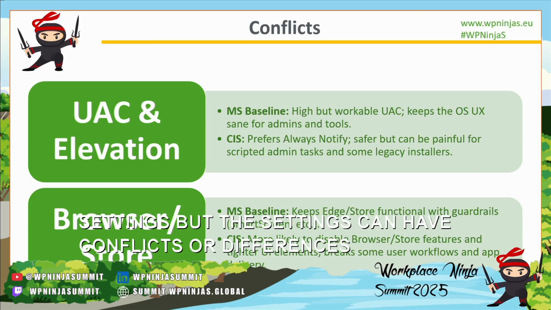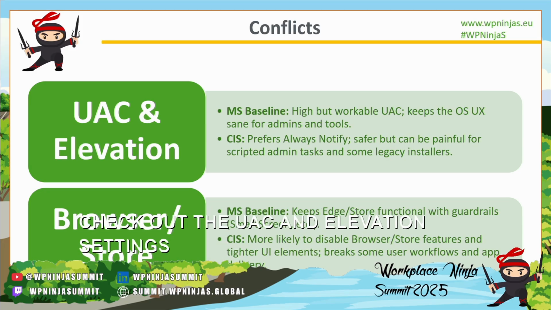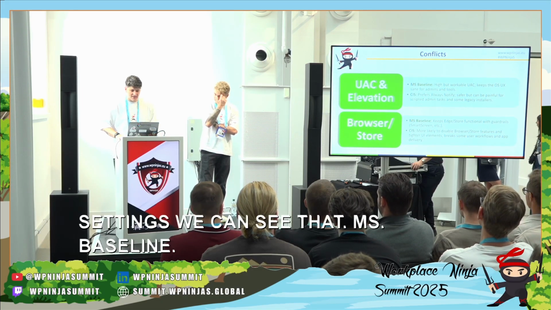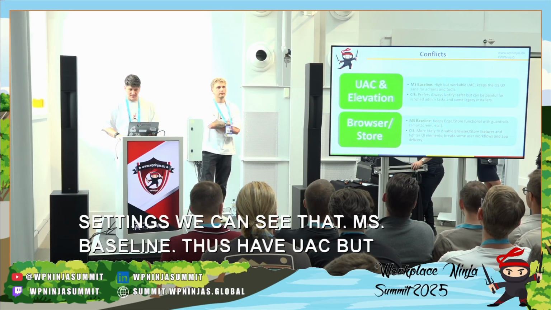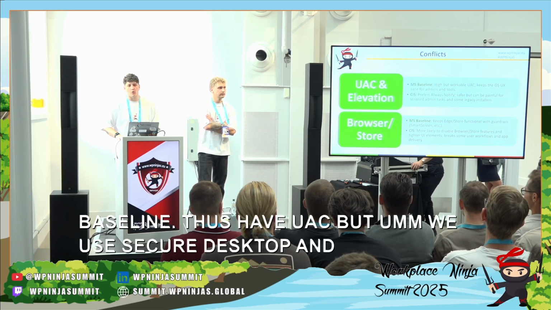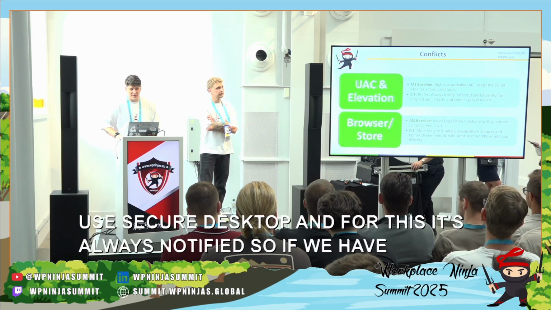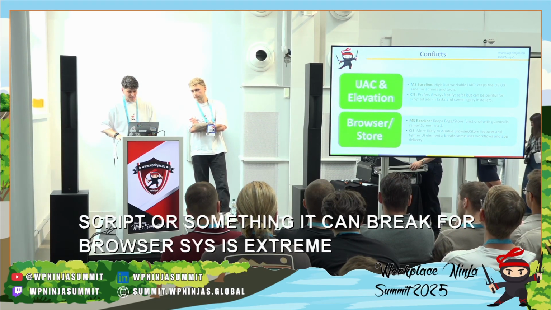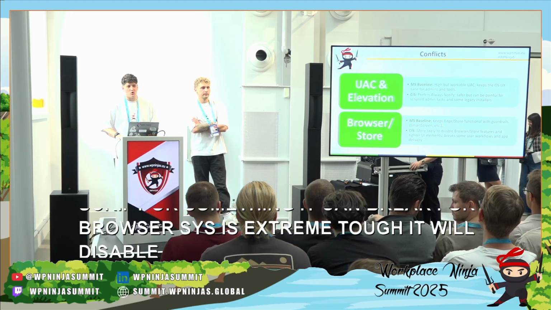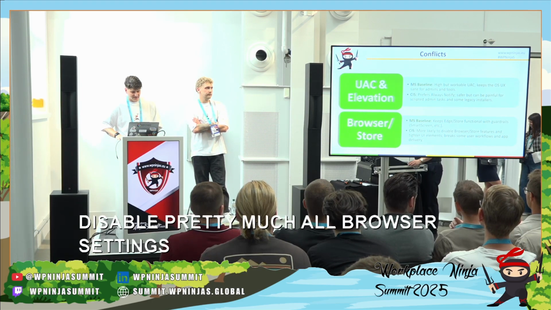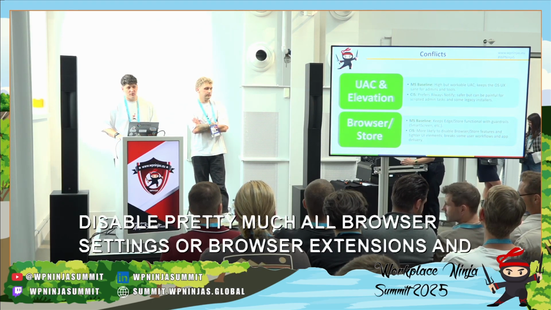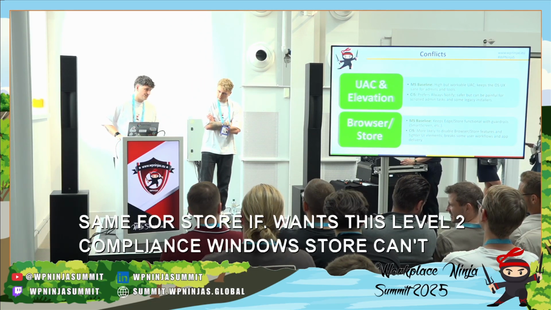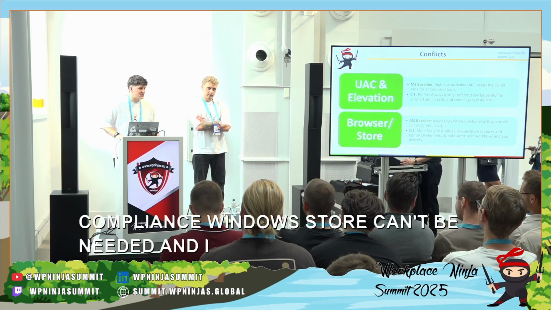If we check out the UAC and elevation settings, we can see that the MS baseline does have UAC, but we use secure desktop. And for CIS, it's always notify, so if we have a script or something, it can break. For browser, CIS is extremely tough. It will disable pretty much all browser settings or browser extensions, and same for the Store. If you want CIS level 2 compliance, the Windows Store can't be enabled. And I think the Store is pretty cool, so yeah.